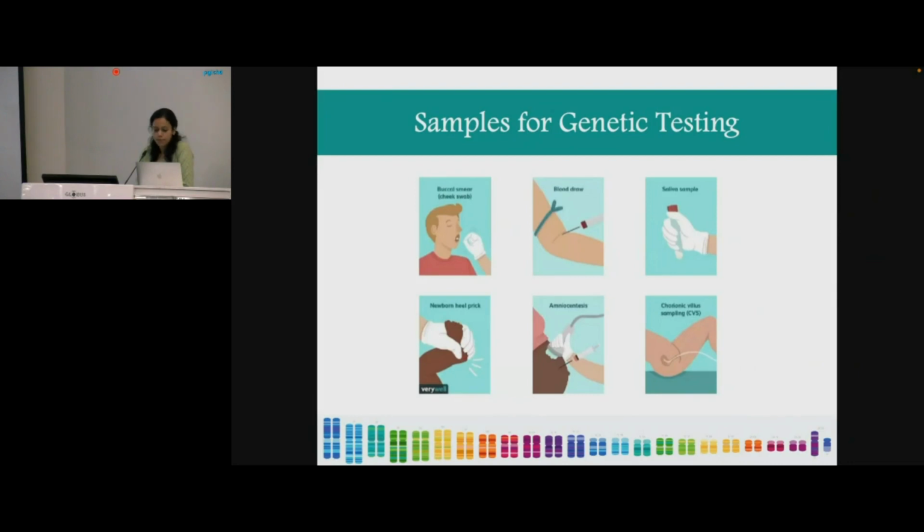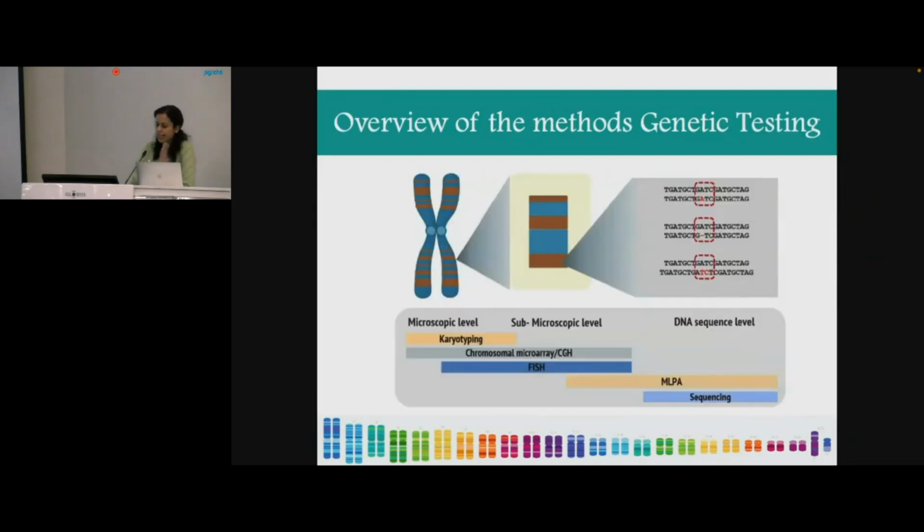based on the requirement. There is a range of genetic tests available, which differ in terms of resolution. If we talk about the microscopic level, suppose you want to look at the entire chromosome, you want to see the number of chromosomes, the best method is karyotyping. If you want to go deeper into the submicroscopic level, you can go ahead with FISH or chromosomal microarray, array CGH, based on your requirement. And you can even go up to the level of changes in the DNA sequence. That can be done through MLPA, Sanger sequencing, or next generation sequencing.